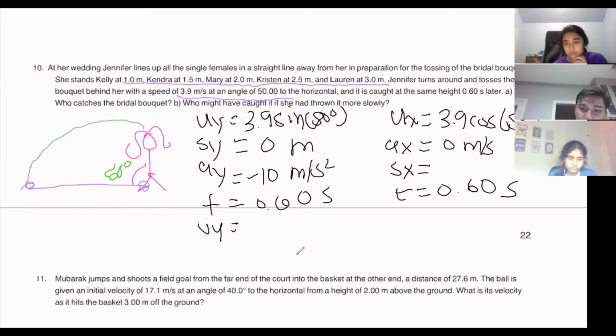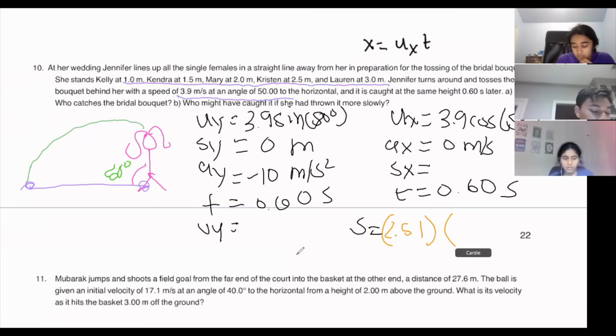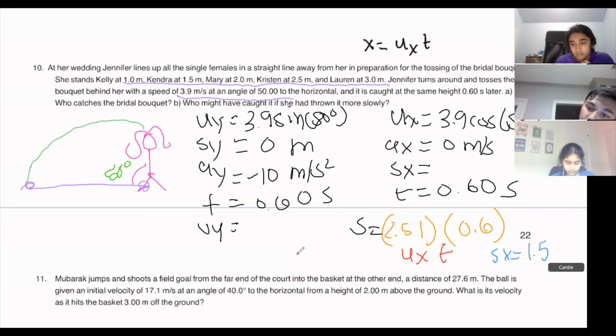So I think this would simply be S equals 3.9 times cosine of 50, which is roughly 2.51, or you could say 2.5 if you want. So it would be 2.51 times 0.6. And that's all you're going to use since your formula is going to be Ux times t, right? And so ultimately you would get approximately 1.5 meters. So Sx equals 1.5 meters. Let's figure out which friend that is. That would be Kendra. Kendra is 1.5 meters away.